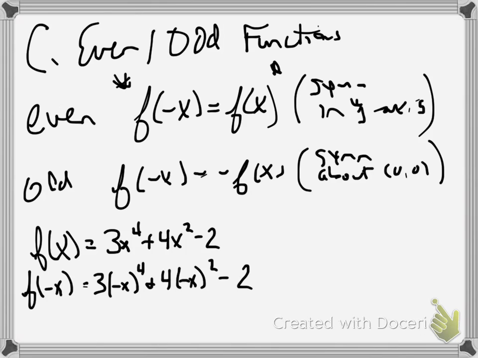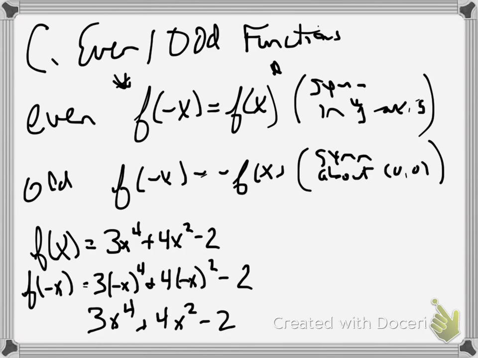I'm really just concerned with what's the sign of negative x to the fourth. Anytime you take a negative number to an even power, you get a positive answer. So 3 times negative x to the fourth will become just 3 positive x to the fourth. The same thing will happen with 4 times negative x squared. You'll get plus 4 positive x squared. Think about it. Pick your favorite negative number, square it, you'll get a positive answer back. Raise it to the fourth power, you'll get a positive number back.